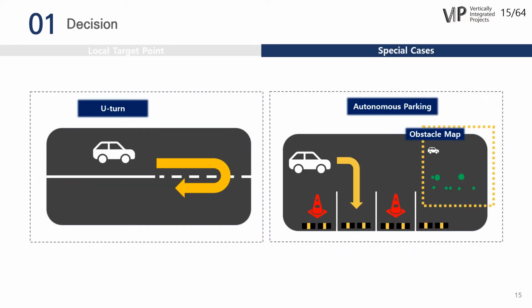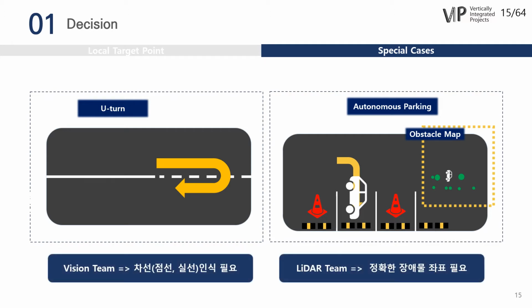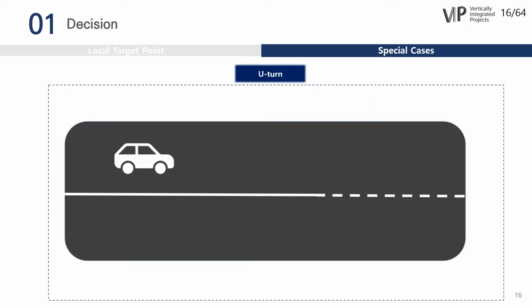We also study U-turn and parking in this semester. We needed sensor data of the vision team in the U-turn and the data of LiDAR team in the parking. We received lane recognition data and sign data from the vision team and the number of available parking spaces from the LiDAR team. In the case of U-turn, the vehicle recognized the U-turn sign, and then it keeps driving.